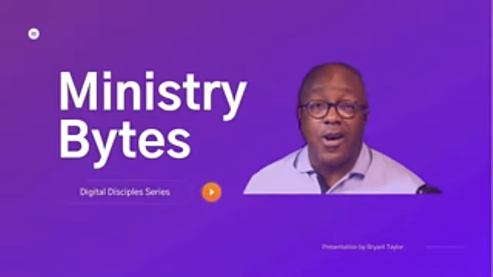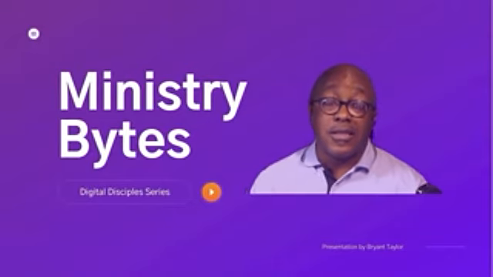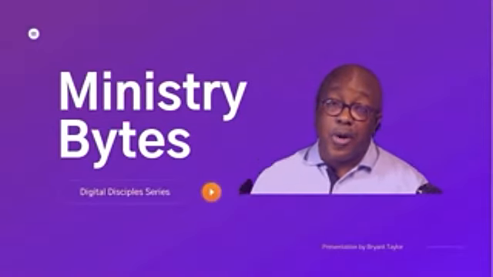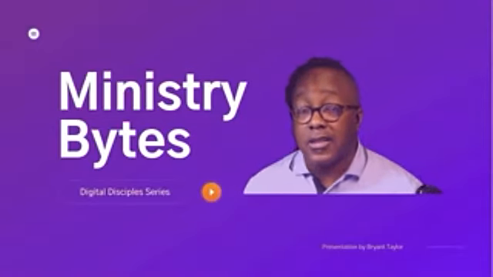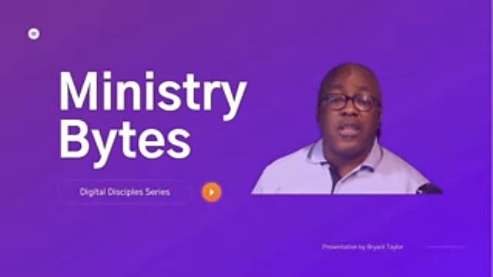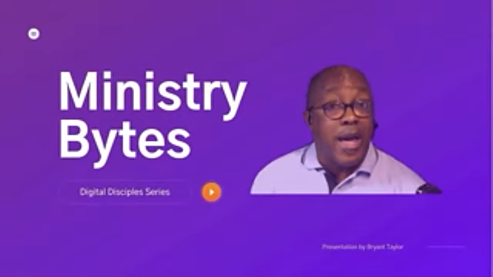CCLI is where you want to go to get your license for music, and CCLI has a component that's VCLI, there on the same site, where you can get your license for video. So you want to make sure that you can do those things. Make sure you have them.